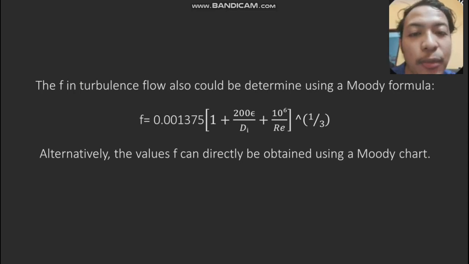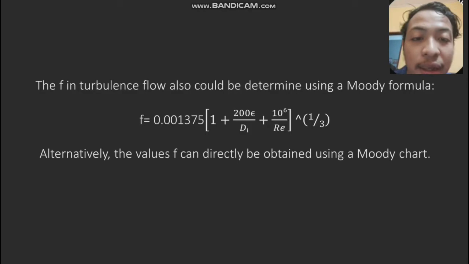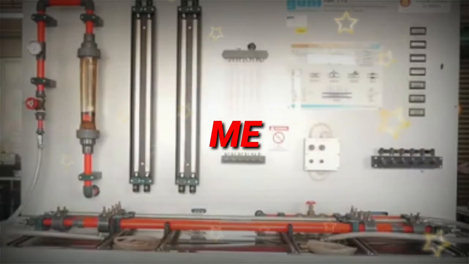The F in turbulent flow could also be determined using a Moody formula, and that is the formula. Alternatively, the value of F can directly be obtained using a Moody chart.